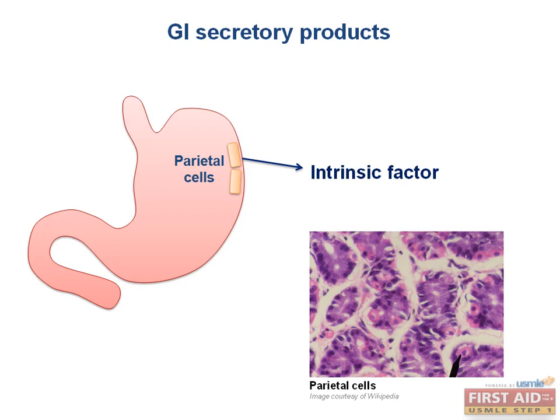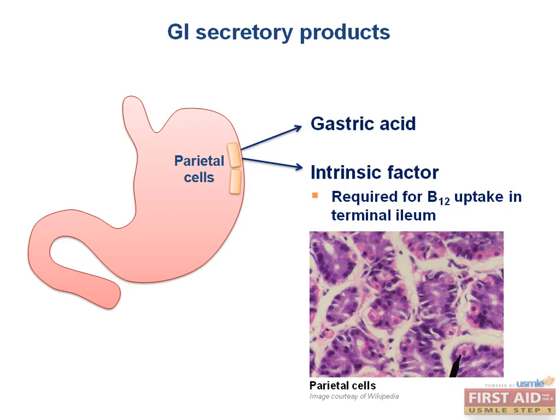Autoimmune destruction of these parietal cells can cause chronic gastritis and will prevent production of intrinsic factor, thereby preventing absorption of B12 in the terminal ileum. If you think back to hematology, what disease is caused by a lack of B12? That's right, that would be pernicious anemia.